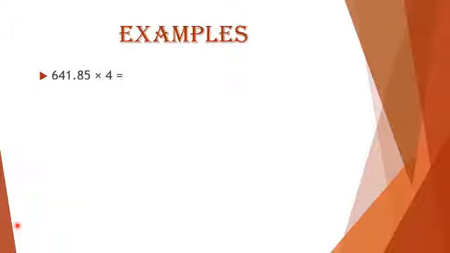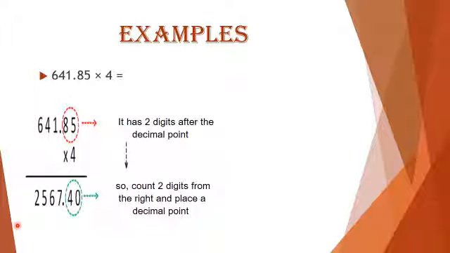Examples. 641.85 times 4. We set up the two numbers above each other. We multiply. 4 times 5 is equal to 20, 0 and carry up 2. 4 times 8 equals 32 plus 2, 34. We write 4 and carry up 3. 4 times 1 is equal to 4 plus 3 equals 7. 4 times 4 equals 16, 6 and carry up 1. 4 times 6 is equal to 24 plus 1, 25.